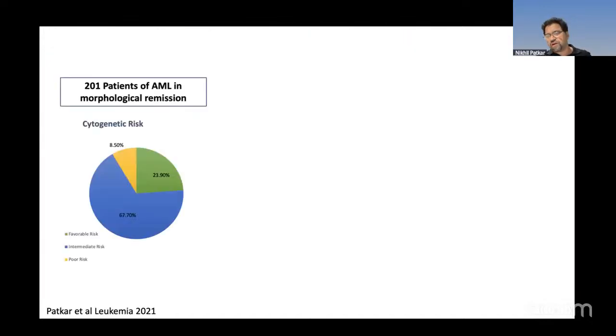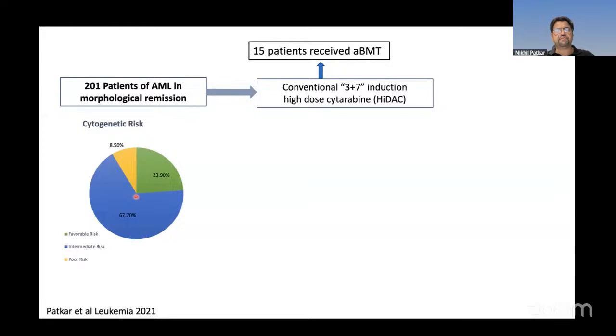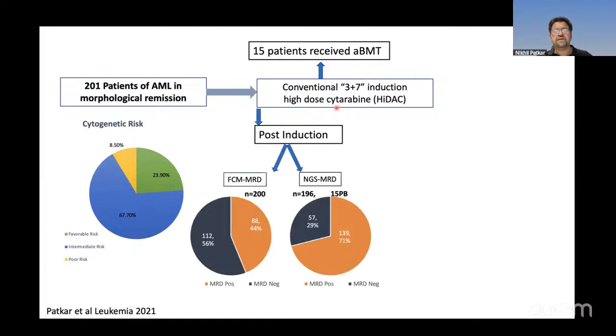So we looked at 201 patients of AML in morphological remission, and most of the patients were intermediate cytogenetic risk. Patients were treated with conventional 3+7 therapy. At the post-induction time point, when you compare flow with NGS, 44% of patients were flow MRD positive, but 71% of patients were NGS MRD positive.